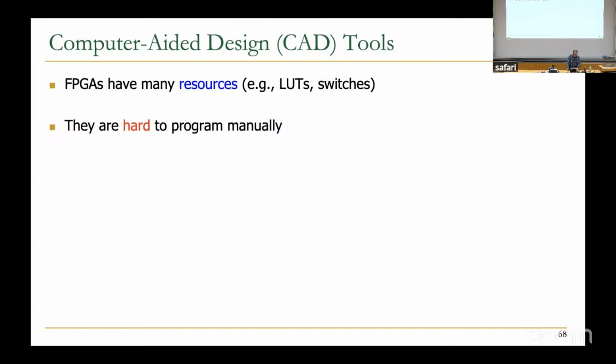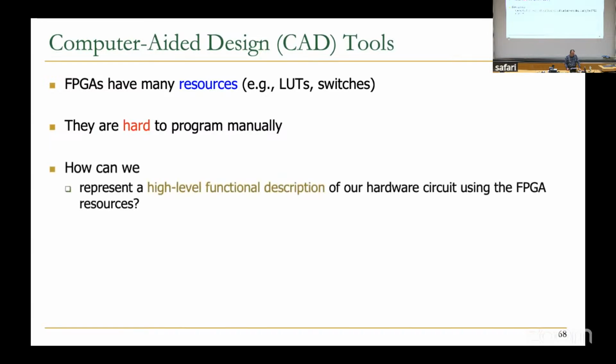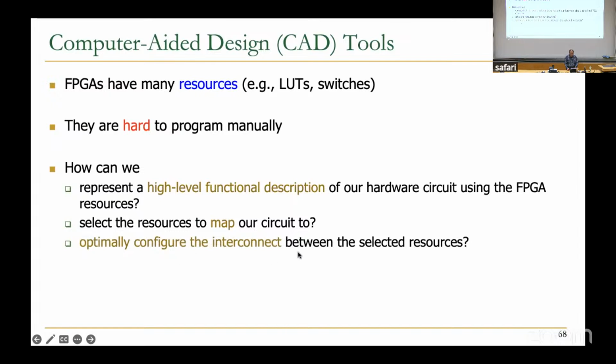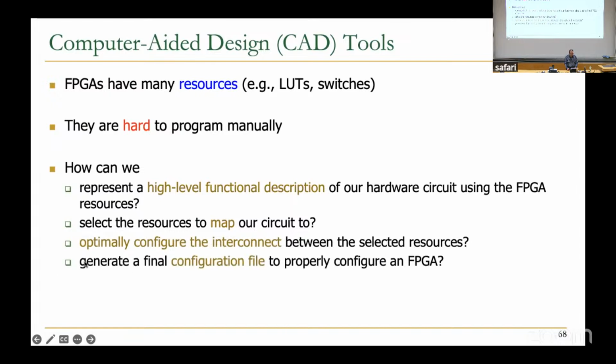To program an FPGA, we use computer-aided design, or CAD, tools. FPGAs have many resources, LUTs and switches, and they are hard to program manually, of course. It would be a big headache. So how can we represent a high-level functional description of a hardware circuit using the FPGA resources? Then we need to select the resources to map our circuit to, optimally configure the interconnect between the selected resources, and generate a final configuration file to properly configure an FPGA. If we don't have CAD tools, we need to do everything manually.